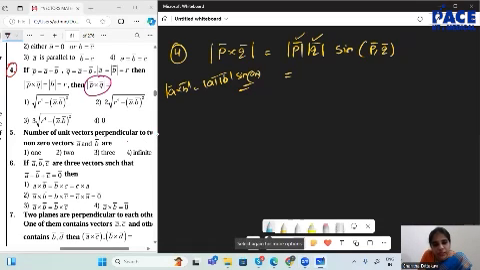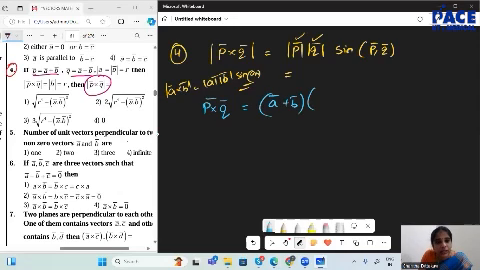So what is my next approach? Think about it. I am given already P and Q. So why can't I find P cross Q, like A plus B vector cross A minus B? A plus B cross A minus B.